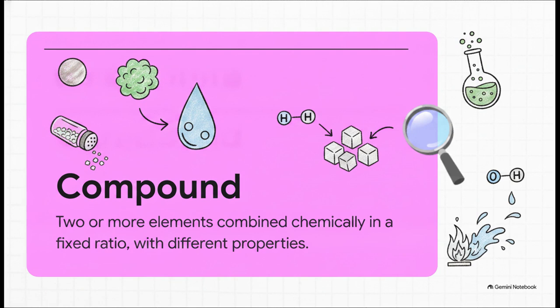But here is where it gets absolutely mind-blowing. When elements combine chemically in a fixed, specific ratio, they become compounds. Let's look at common table salt, known scientifically as sodium chloride. Now, sodium is a soft metal, and chlorine is a highly toxic, hazardous gas. Yet, when these two elements combine chemically in an exact 1-to-1 ratio, they lose their dangerous individual properties and form a completely harmless, delicious compound that is actually essential for human life.